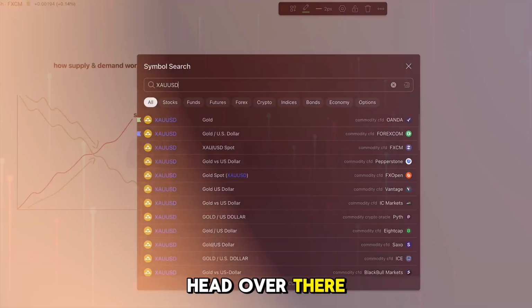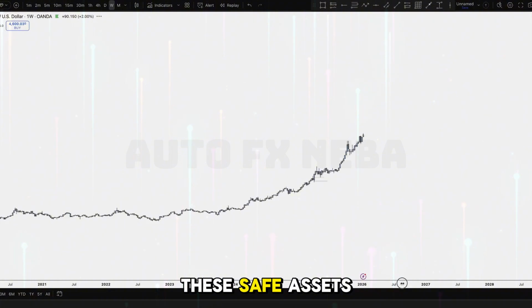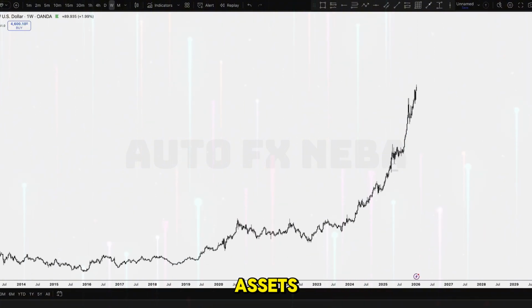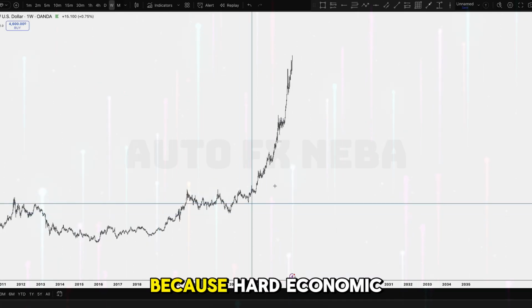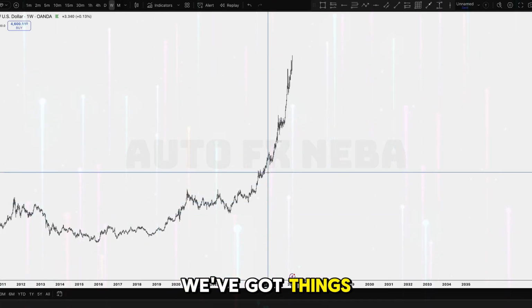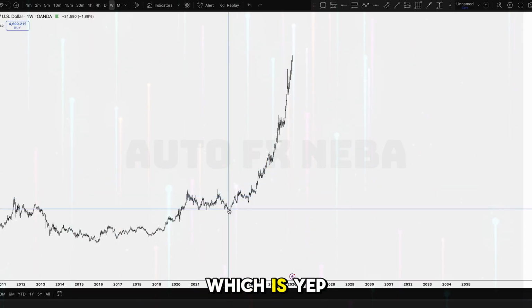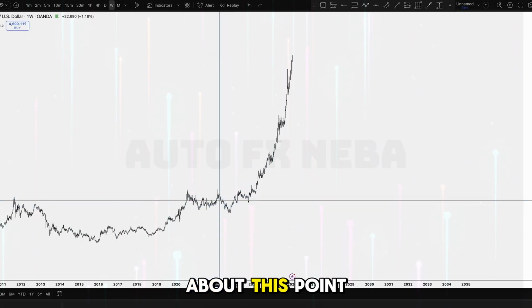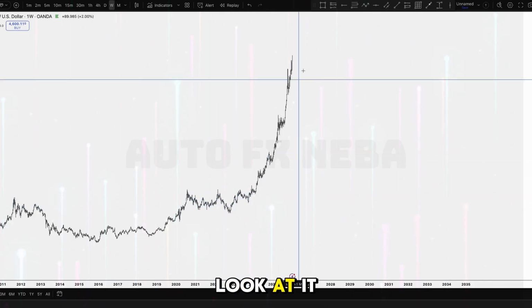If we take a look at gold right now, that's exactly what's happening, right? Let's just head over there. Gold right now, if we take a look at the weekly, gold, silver, these safe assets, these long-term assets, they're parabolic, they look like crypto charts. Why is this? Well, this is simply because of hard economic times, we've got things like war, okay? In 2022, I believe that kicked off, which is, where we're looking, about this point, somewhere around here, war kicked off, Russia, Ukraine. Obviously look at it since then.